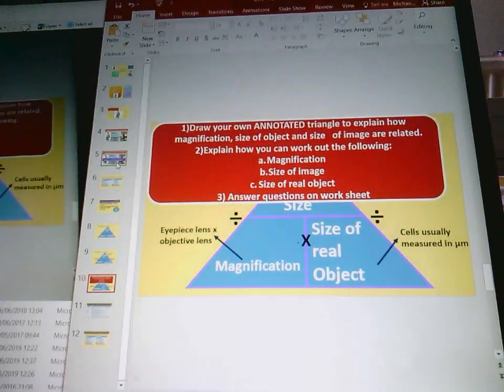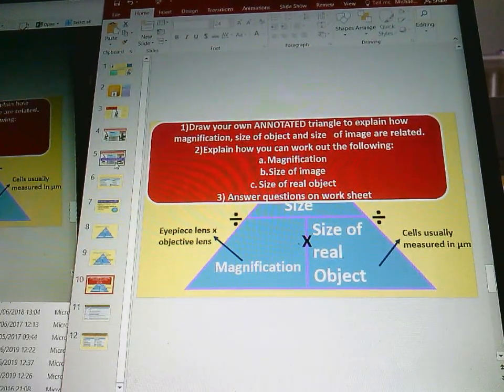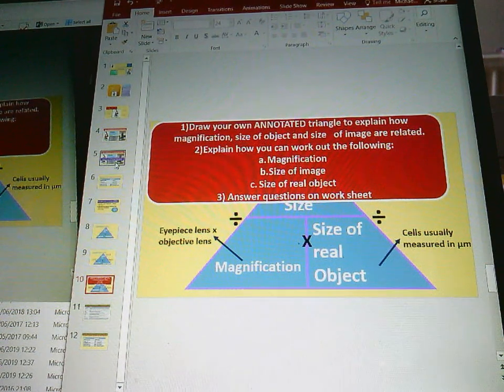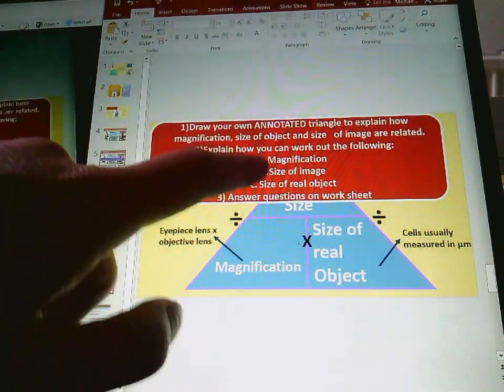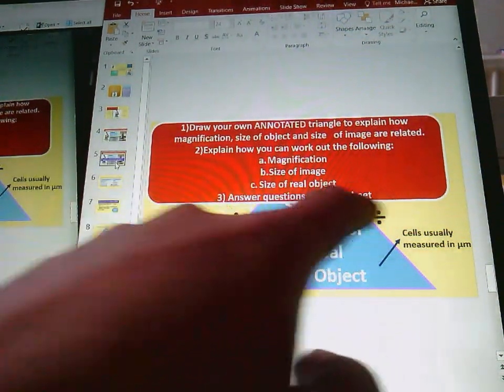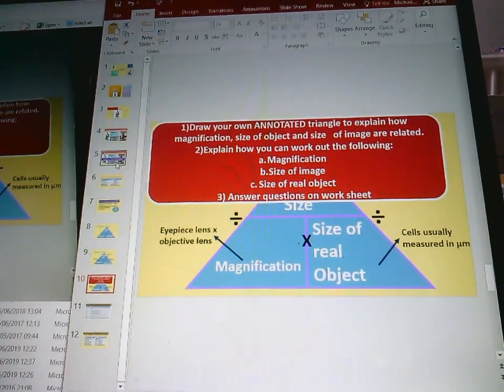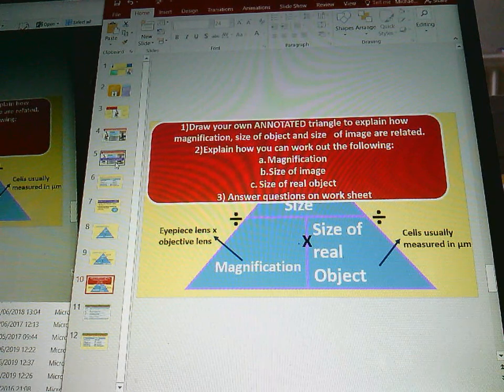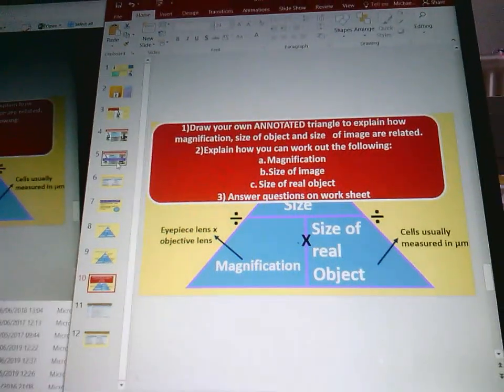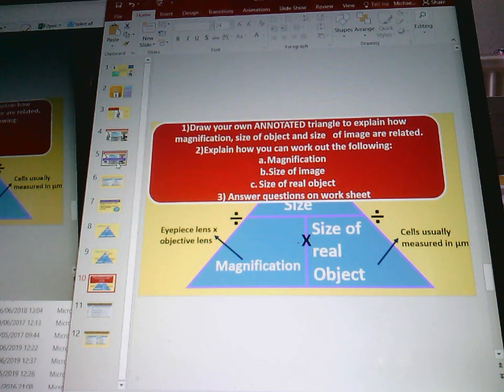The next slide is just giving you a few different tasks. You need to draw the triangle in your book and annotate it, say what it means. You need to explain how you'd work out those different things, and then you're going to answer some questions on a worksheet that I've attached separately. It's just to practise doing those calculations. So stop what you're doing, switch to the other video, and we'll go through a question together.